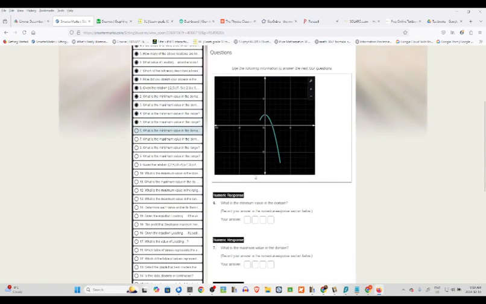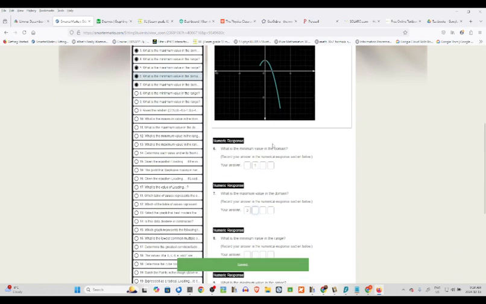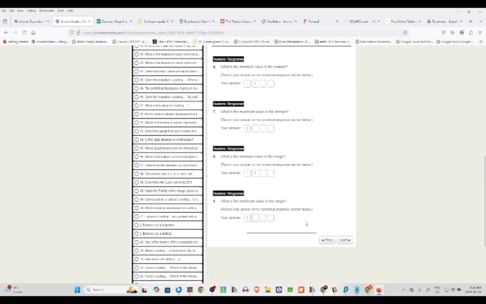This one, minimum value in this domain is a -1. The maximum value is the x-coordinate at the far right-hand side, which looks like a 3. The minimum value in the range is a -7. And the maximum value is a 2. We are just reading these coordinates right off the graph.